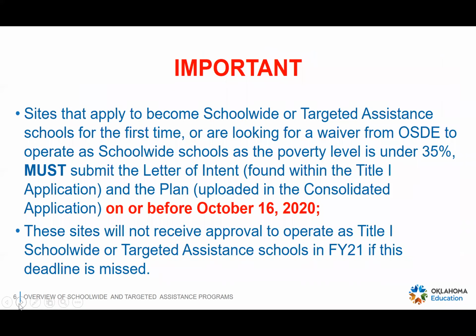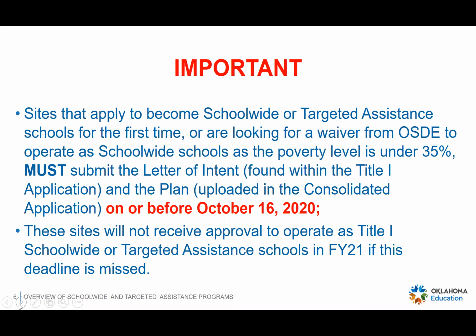One important thing is that sites that apply to become a school-wide or targeted assistance school for the first time, or if they are looking for a waiver from the OSDE to operate as school-wide schools as the poverty level is under 35%, must submit the letter of intent, which is found within the Title I application, and the Title I plan, which will be uploaded in the consolidated application on or before October 16, 2020. This is a date that has been extended from the usual September 30th every year.